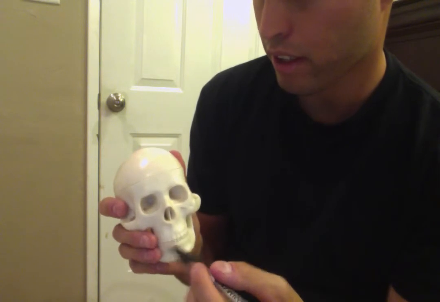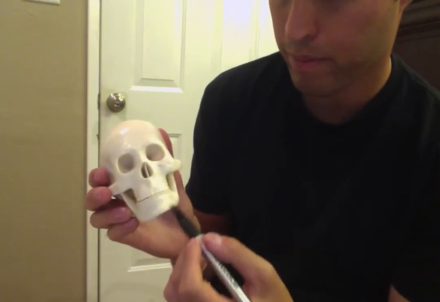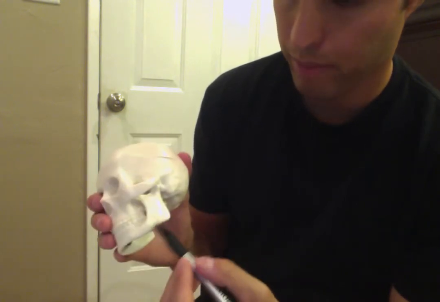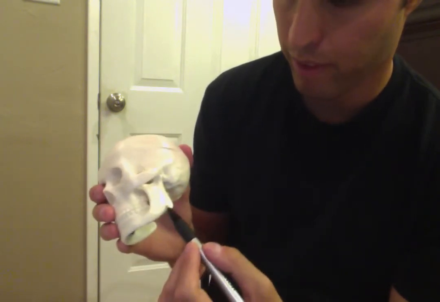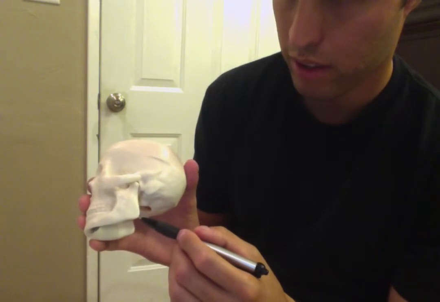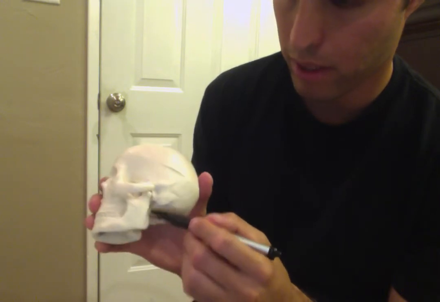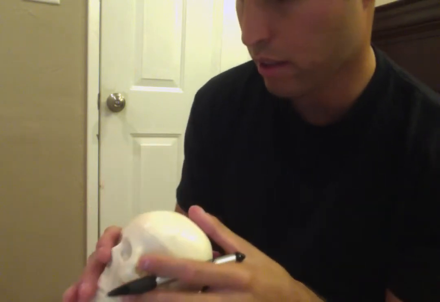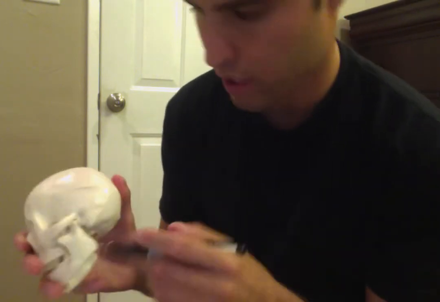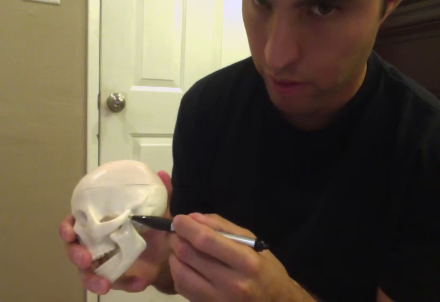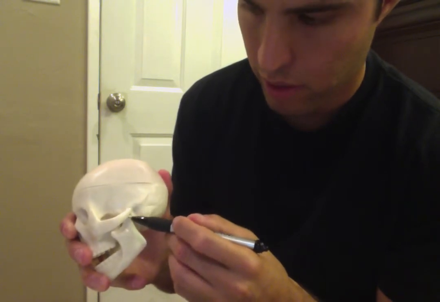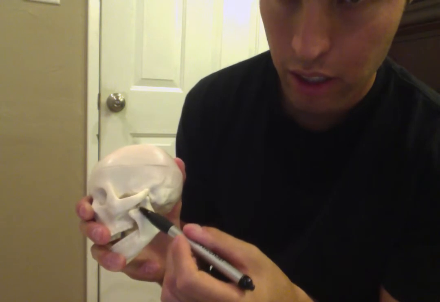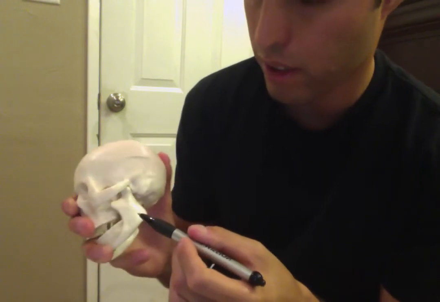Okay. The mandible, you have the body, the angle, the ramus, the mandibular condyle is here, the mandibular notch is here, the coronoid process is here.